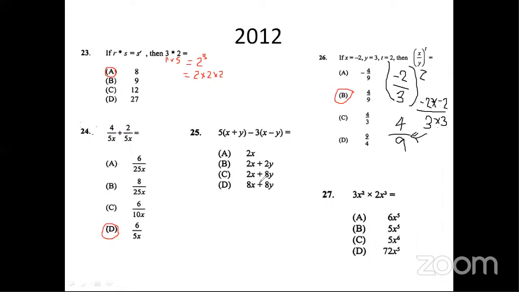Which other operation? Subtraction. Remember subtraction. So if you had subtraction there, you could do the same thing. Once the denominators are the same, whether you're adding or subtracting, you keep the denominator and you just add or subtract the numerators. Jumping over to 27, what's the answer?